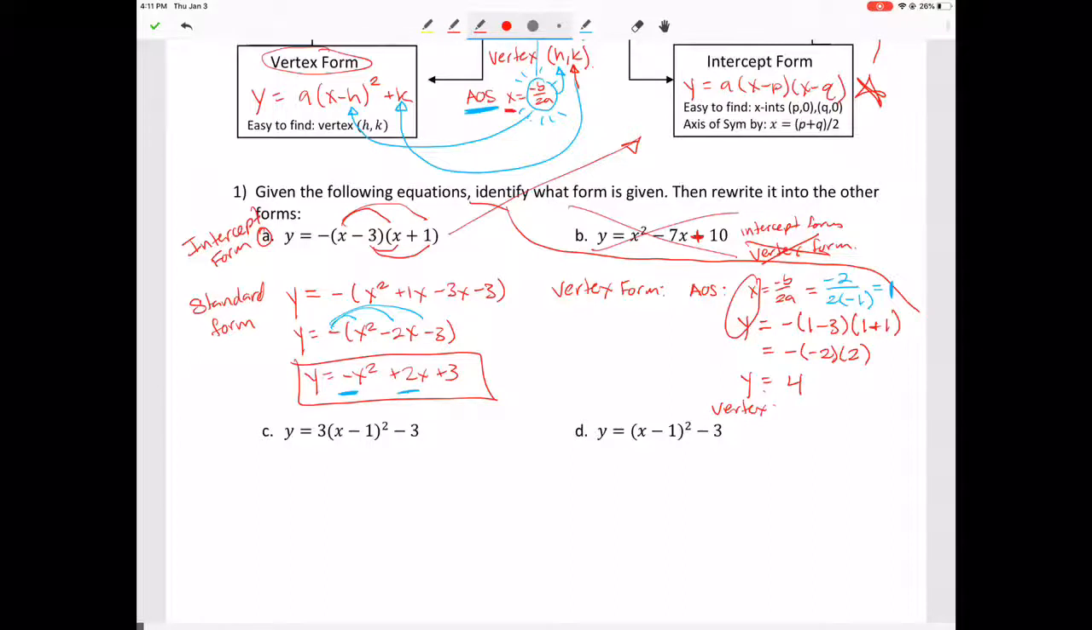Vertex is 1, 4. All right. So all we need to do is plug it into our equation. So it's y equals, we look over at our vertex form at the top left. It says y equals a. Well, what is a? We can find that from either our intercept form or our standard form. For intercept form, it's the number in front of the parentheses. And for standard form, it's the a, which here is negative 1. So we'll just put a negative.